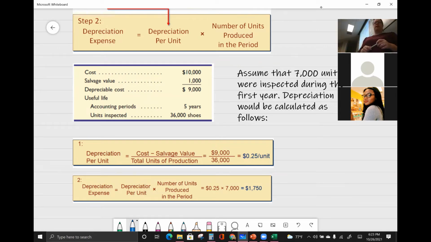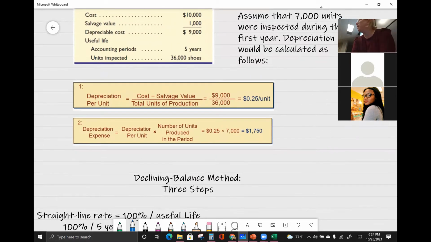All right, so the example says we have 10,000 cost, salvage value 1,000. So we have a depreciable cost of 9,000, 5 years, and the units expected are 36,000 shoes. So we're taking the cost of 10,000 less the salvage value to come up to 9,000, divided by the expected production, which is 36,000. So 9,000 divided by 36,000 is 0.25 per unit.